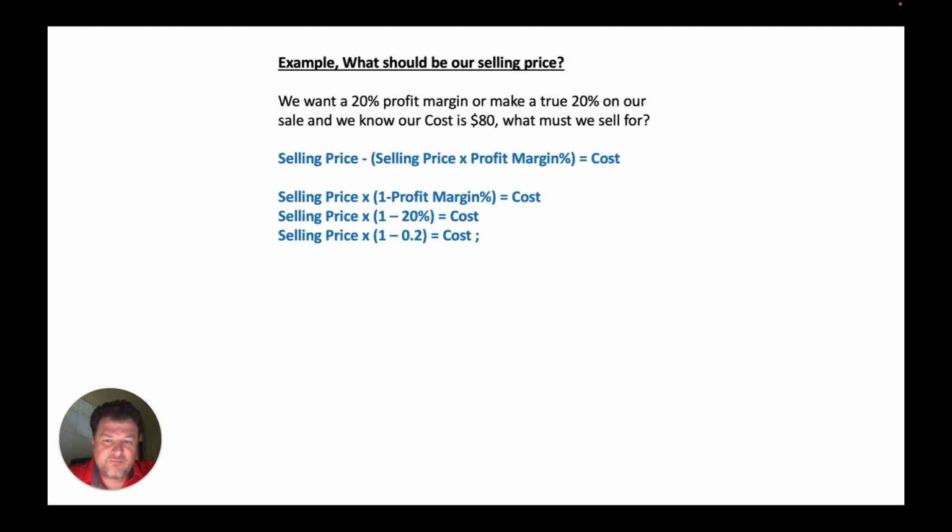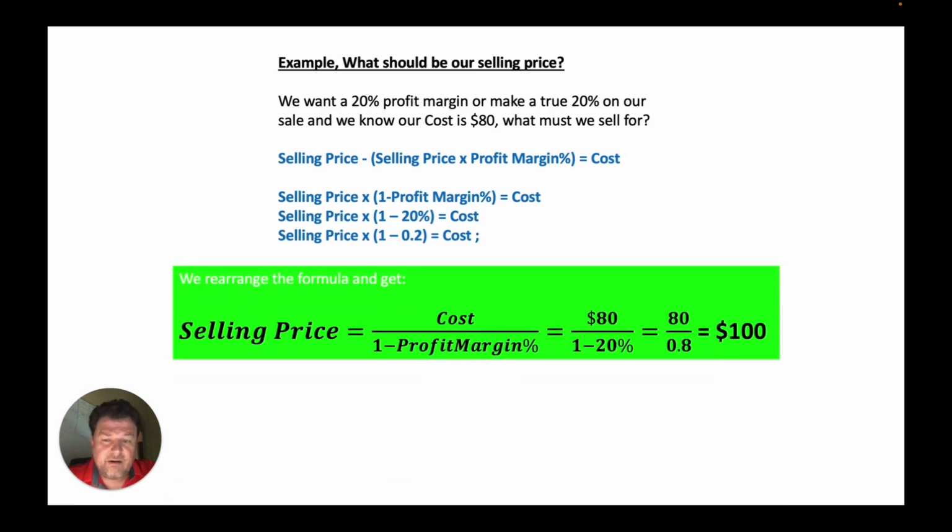And all the individual items in that formula can be rearranged. So let's say, going back to our example here, we want a 20% profit margin. We want to make 20%. Cost of our product is $80. When we use this formula and rearrange it, we see that our selling price is equal to our cost divided by 1 minus the profit margin percent.